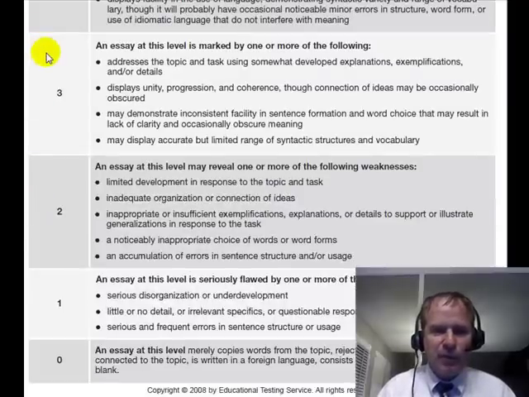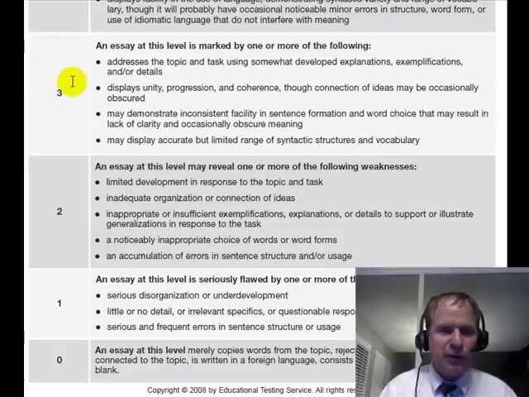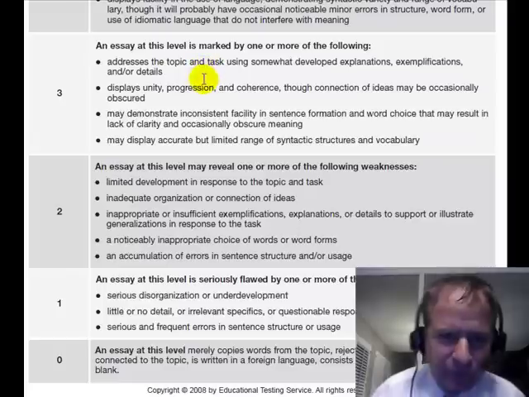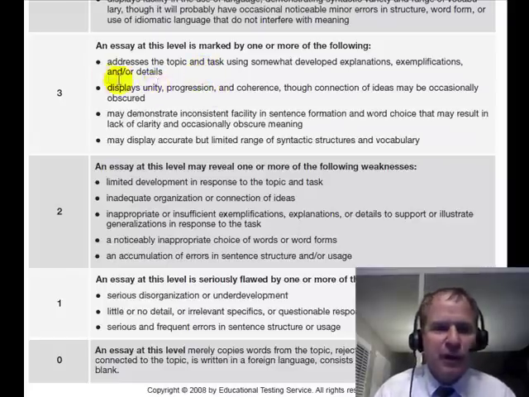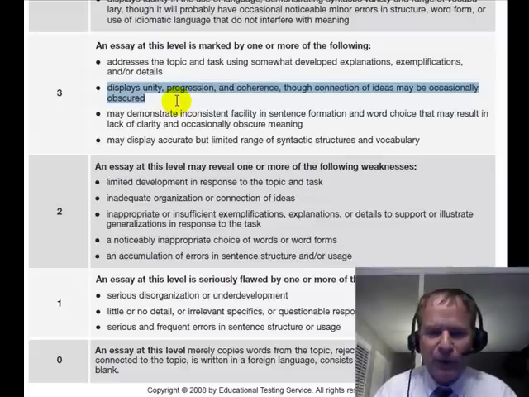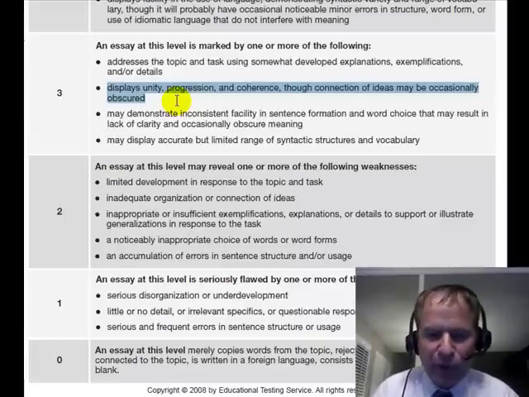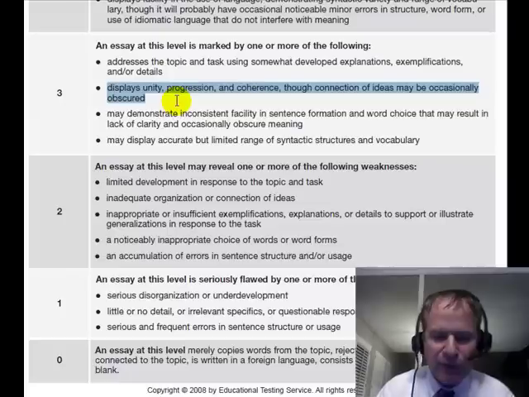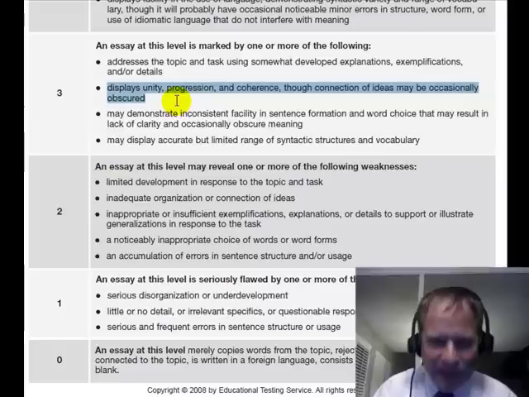Addresses a topic using somewhat developed explanations, displays unity, progression, and coherence, though connection of ideas may be occasionally obscured. Yes, yes, and yes. This idea here is what's killing you. You need to better connect ideas in some of those paragraphs. Your introduction, first of all, is very short. The second problem is you have the skill and communication skill. Those ideas are too similar. They're not clearly different, and you don't show really what that skill is in that second paragraph. So your connection of ideas is not very good.